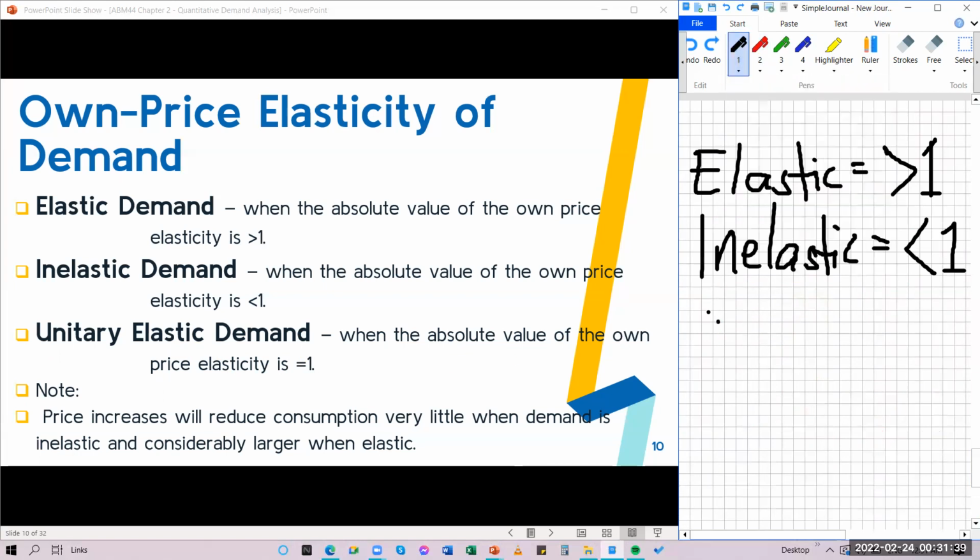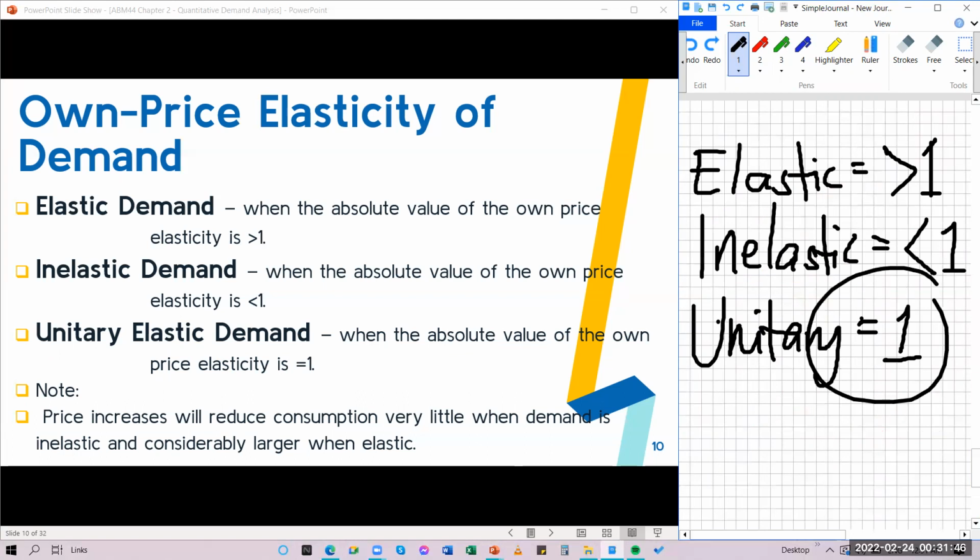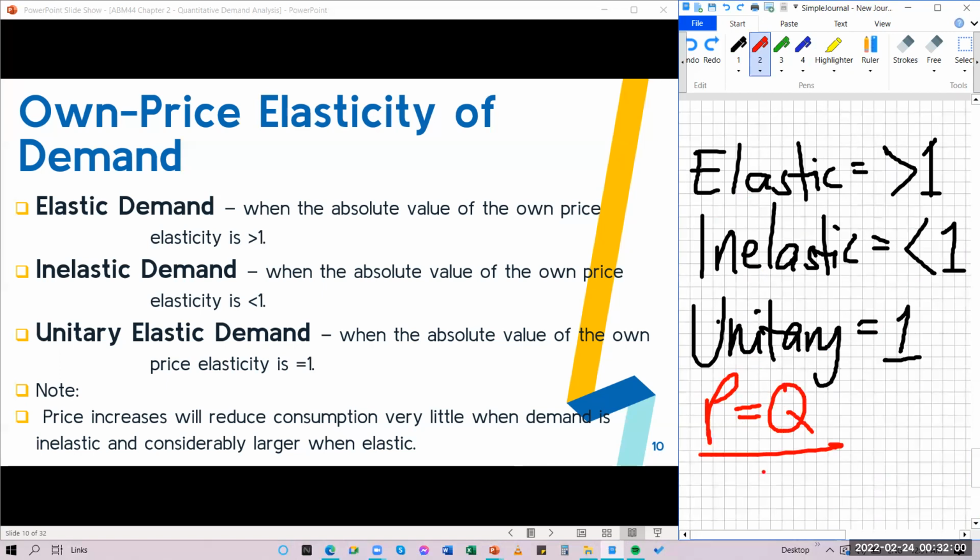So this is what I had told you earlier. So unitary is equal to 1. So the absolute value of the own price elasticity is 1. So that is when our price and our quantity demanded are equal, or in consensus. So that is unitary.